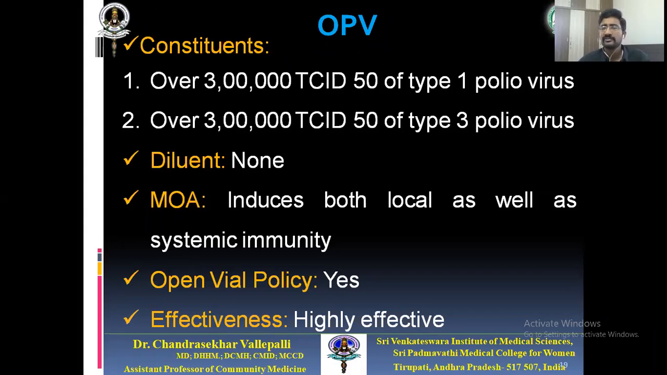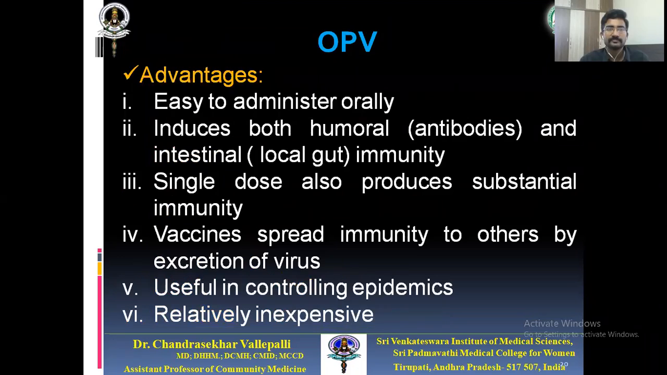And the effectiveness is very high when this vaccine is given. Then there are a lot of advantages for this vaccine. The first one is that it is easy to administer, as you saw in the previous video. Very easy to administer, and the children are also very enthusiastic to take this vaccine, right? It is administered orally. It can induce both humoral immunity through antibodies and intestinal immunity in the local gut. And a single dose can produce substantially high immunity.